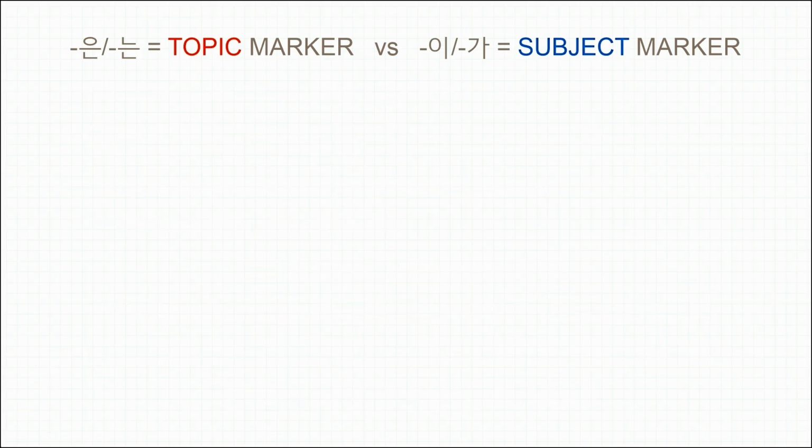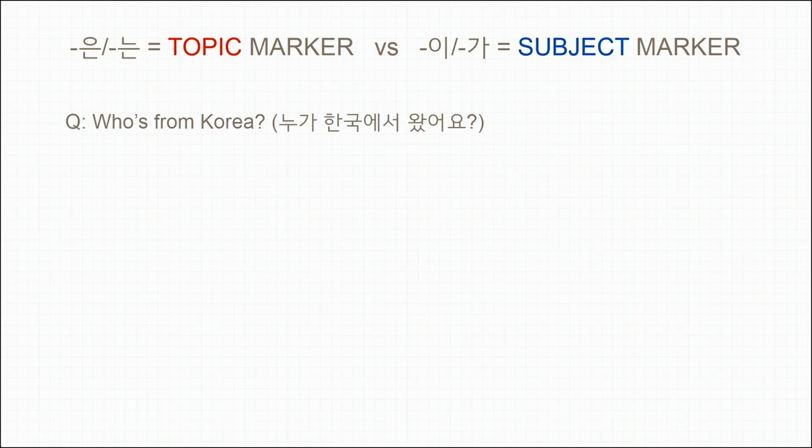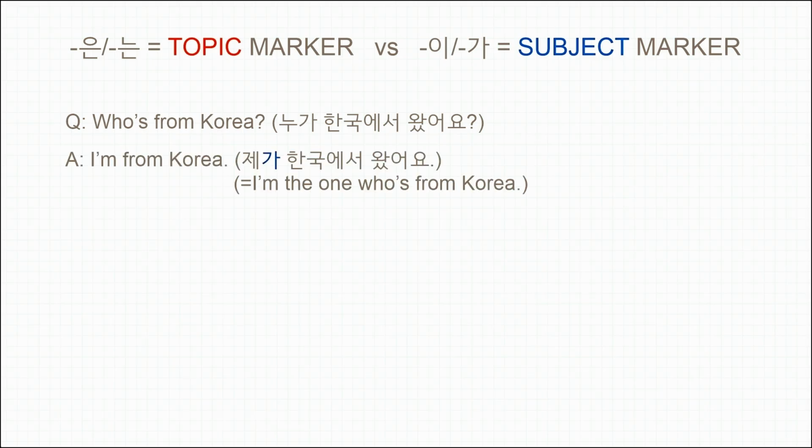Okay, back to the conversation. Let's say another person nearby joins in and asks, Who's from Korea? I reply, I'm from Korea. 제가 한국에서 왔어요. As you can see, I use 제가 because I'm the one who's from Korea. In this case, the focus is more on the subject itself, since the other person already knows one of us is from Korea. That's why we use 이가 when referring to something specific, in this case, the subject I in the sentence.